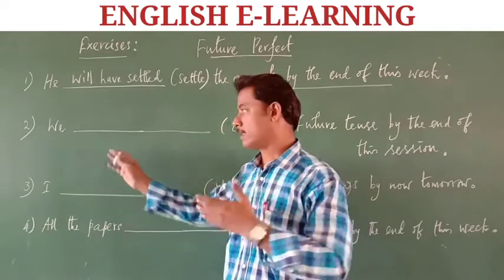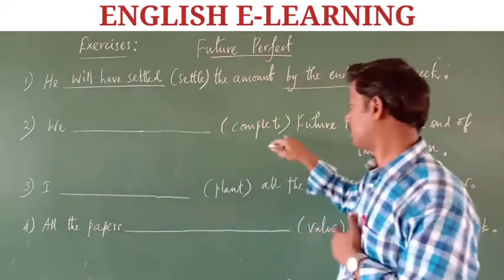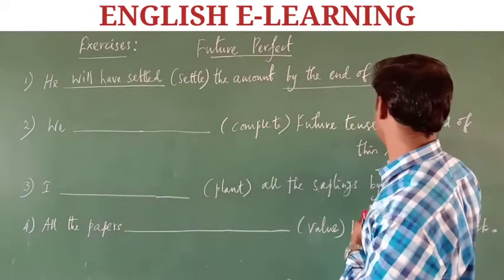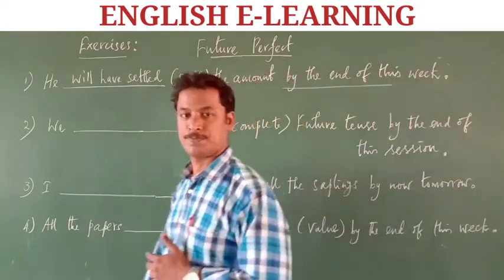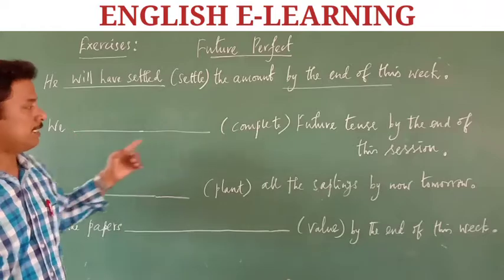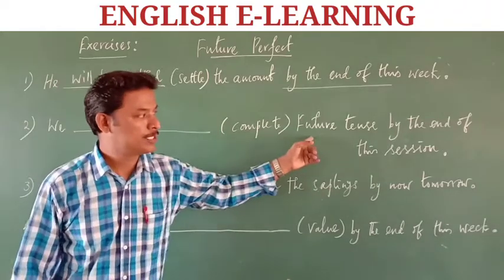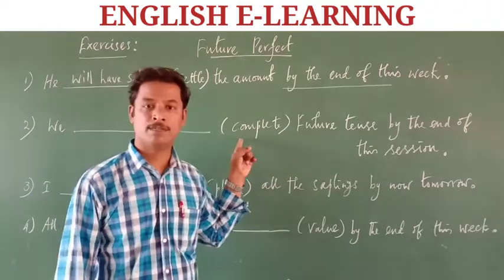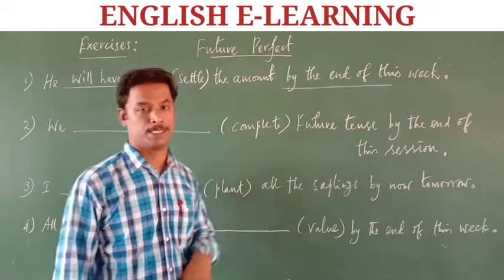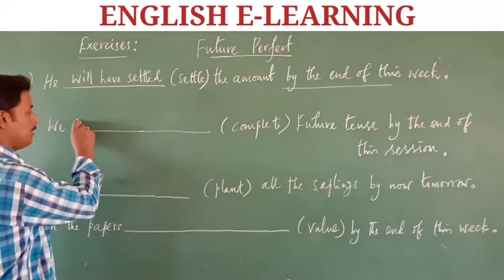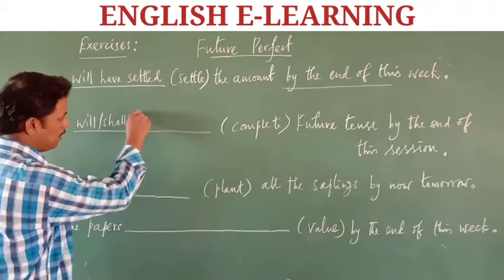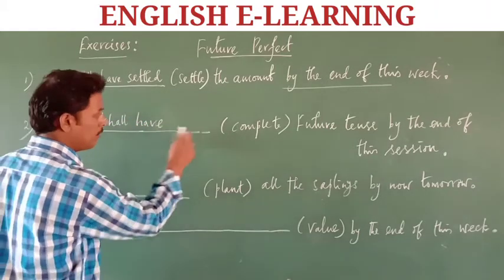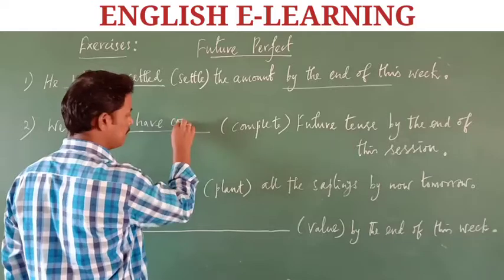Right. Look at the next sentence. We dash future tense by the end of this session. The given verb is complete. We will or shall have, and verb 3 for this form is completed.